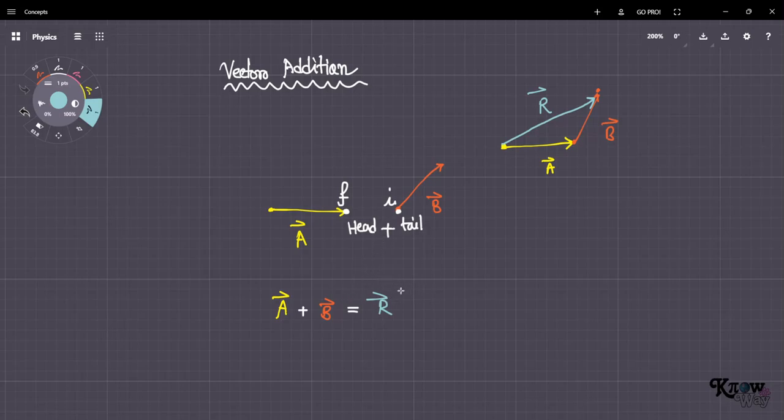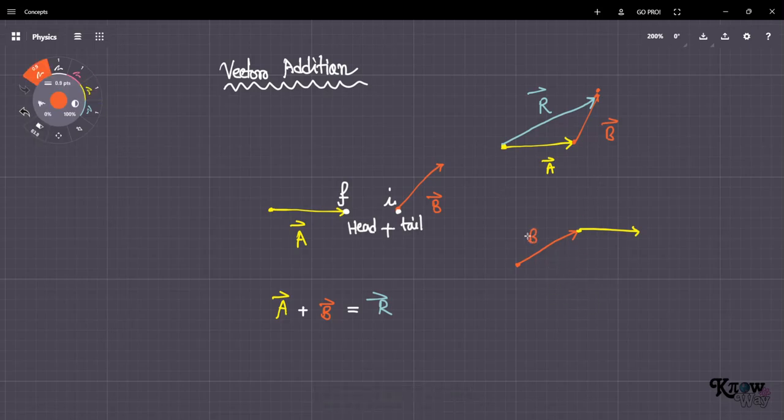Now what about B plus A? Let's say I want to add B to A. I don't want to add A to B. I want to add B to A. That means I want to cover this distance first, then I want to cover this distance. So let's say I went B first. The line is not being straight, that's very frustrating. So I went B first, then I chose the direction of A, then I went A. So what will be the resultant here?